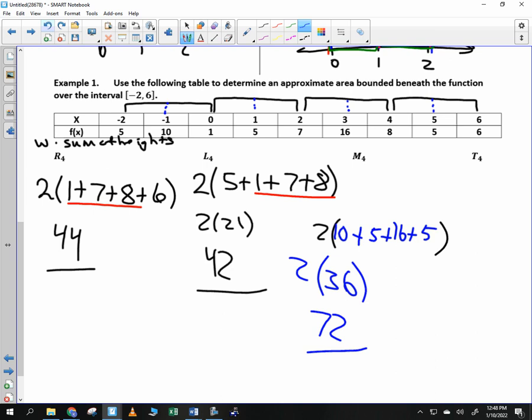Question? No, I see what you do. Okay. In order to do the trapezoidal sum, simply take the left hand plus the right hand and divide it by 2. So as long as the width of the intervals is the same, which it is in this case, we can take 44 plus 42 and divide it by 2. And what is 44 plus 42 divided by 2? 43.